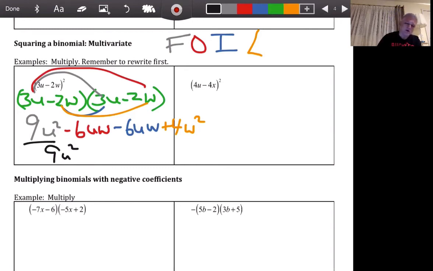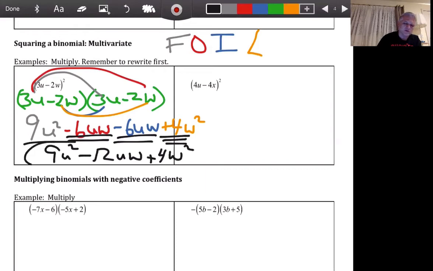All right, so minus 6uw minus 6uw is minus 12uw. Minus 6 minus 6 is minus 12. And then we've got this 4w squared, it's positive. Let me bring it down. Here is my final answer. It's a beautiful thing, right? So, like I've been saying, pause, try this question right here, give it a shot, okay? And then see if you get what I got.